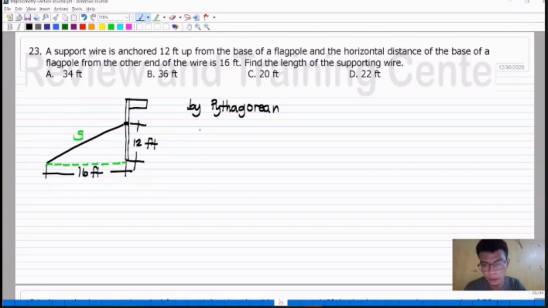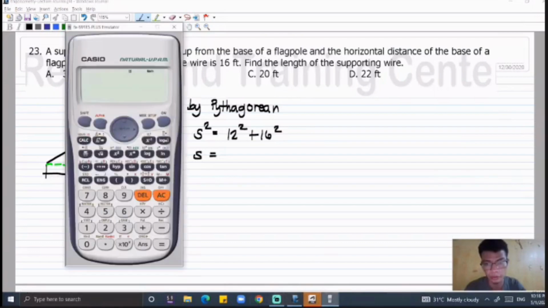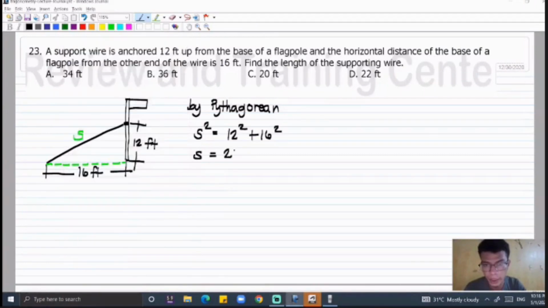So by Pythagorean theorem, S square is equal to 12 square plus 16 square. And by solving for S, that is the square root of 12 square plus 16 square. The answer is 20 feet. And that is letter C.